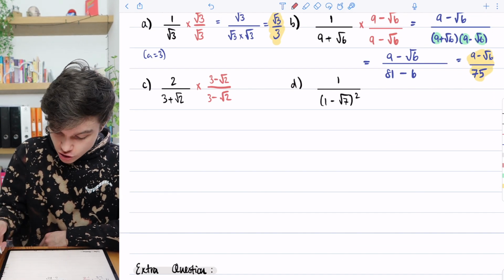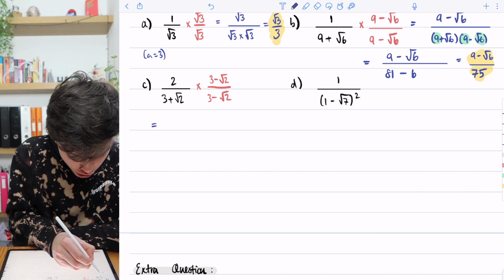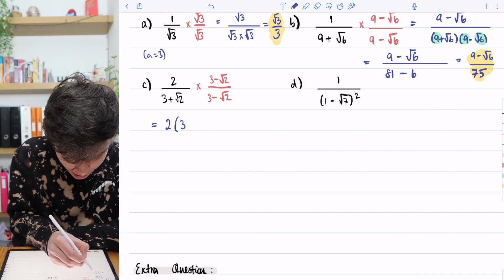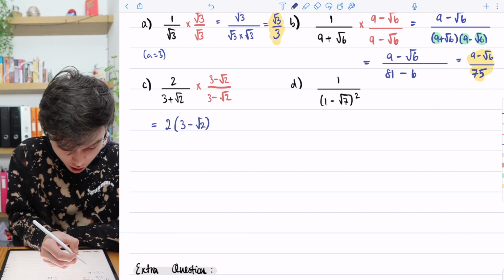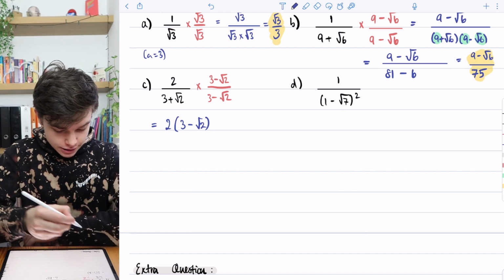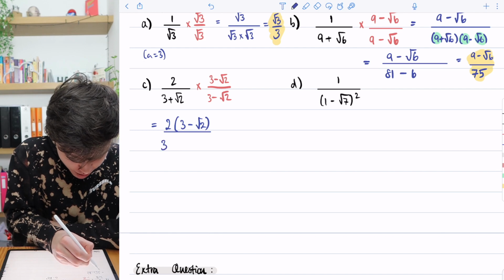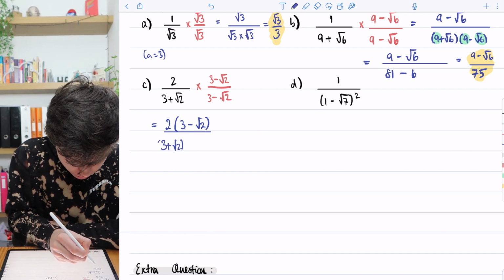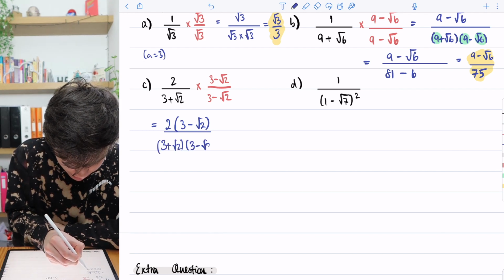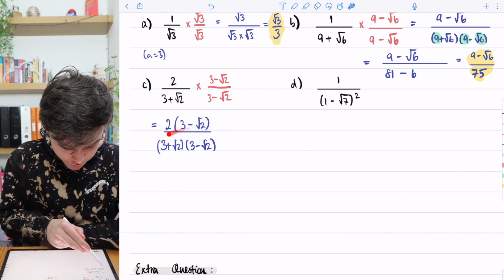So what I'm going to do on the top is, and we'll write it up here, 2 multiplied by 3 minus root 2. And we need brackets here because we're multiplying 2 by everything inside the brackets. And then I'm going to divide that by 3 plus root 2 times 3 minus root 2. And again, it's the difference of 2 squares.